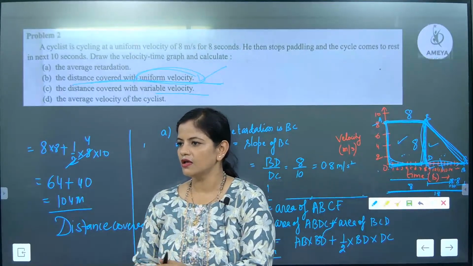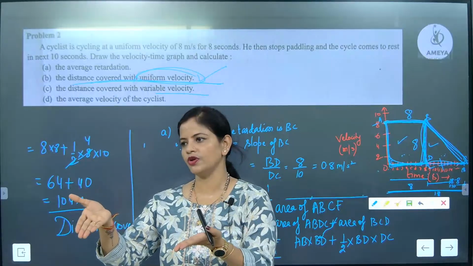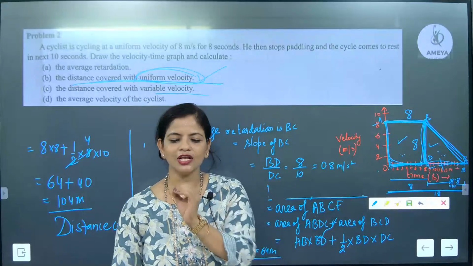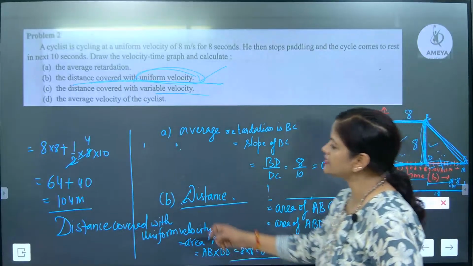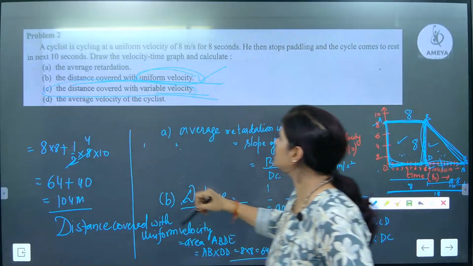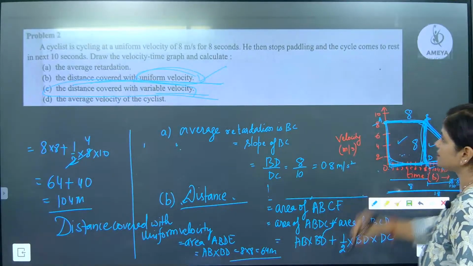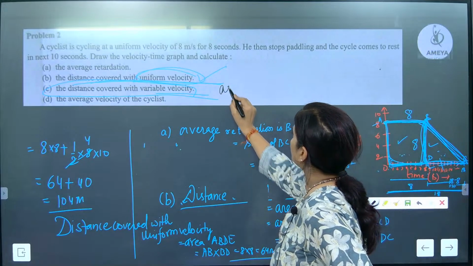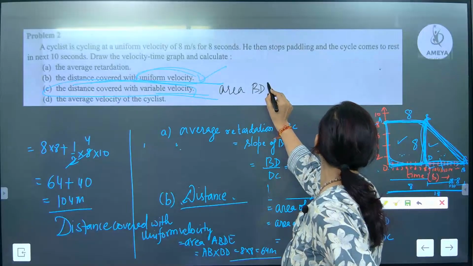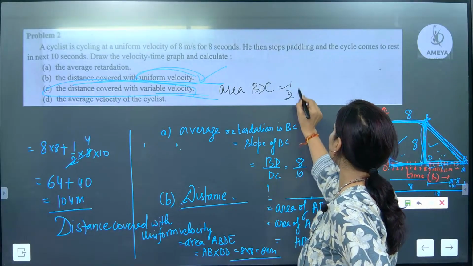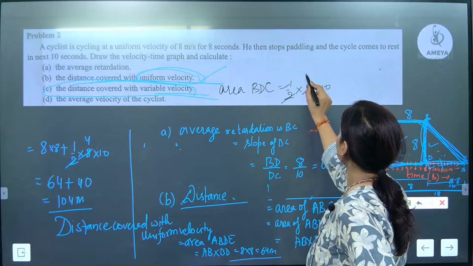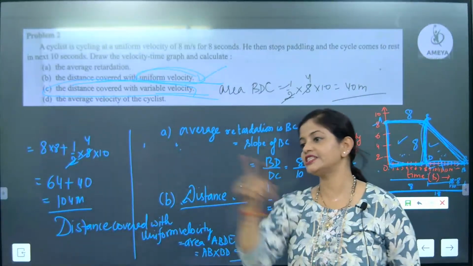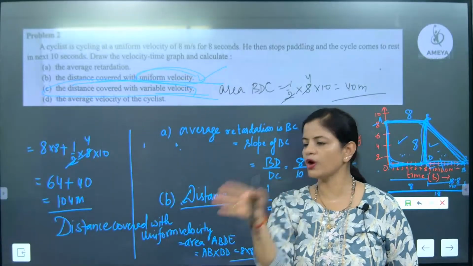Crystal clear or not? The total distance is uniform plus non-uniform. The uniform part is this one, the non-uniform part is this one. Variable velocity is this part, the area of triangle BDE, which is half into 8 into 10. So how much is it? 40 meters. Total is 64 plus 40. 64 is uniform, 40 is non-uniform. Clear?